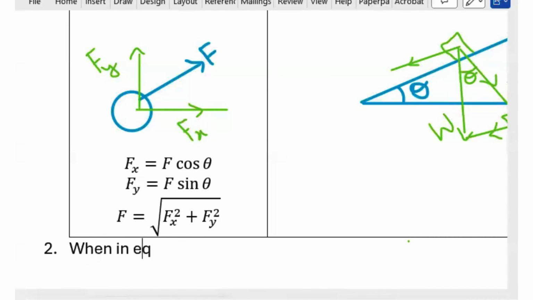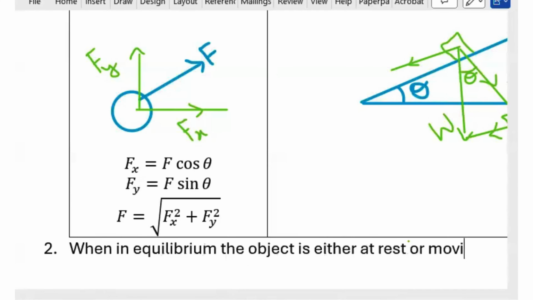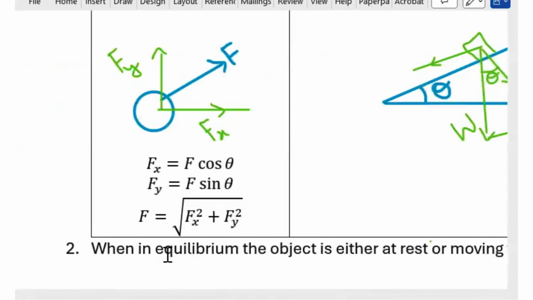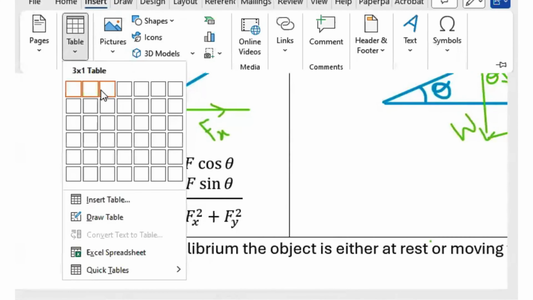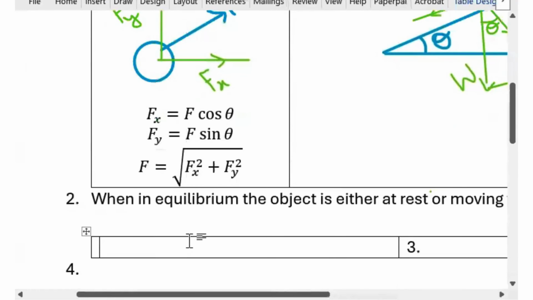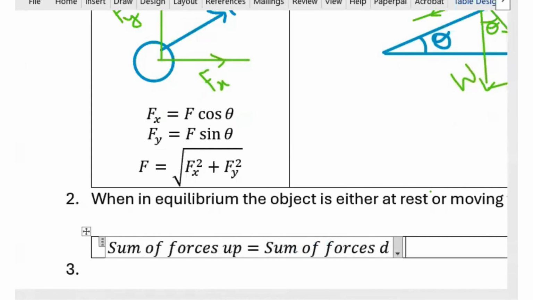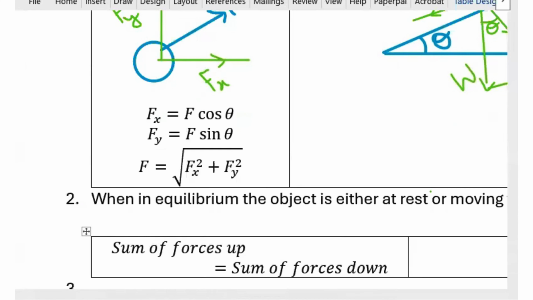So we'll say when in equilibrium, what happens to the object? We have two things. The object is either at rest or moving with constant velocity. So in that case, there are different kinds of equations that we can make depending on the question. We can say that sum of forces up is equal to sum of forces down, because the resultant force is zero, there is no resultant force.